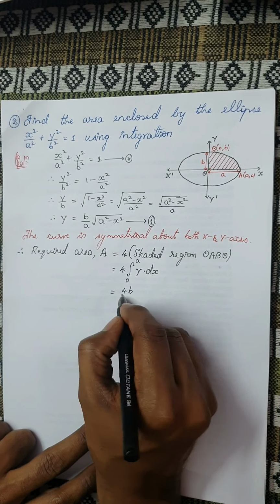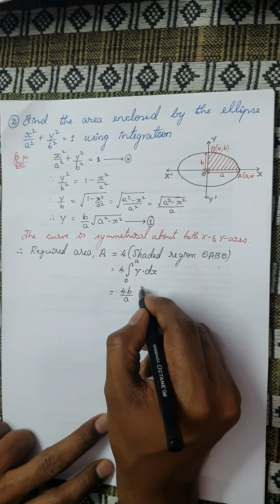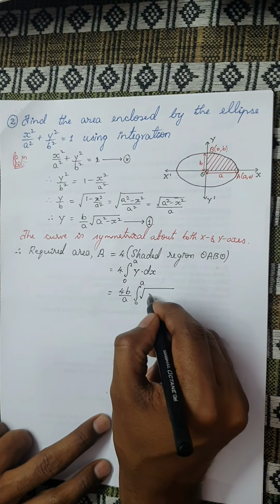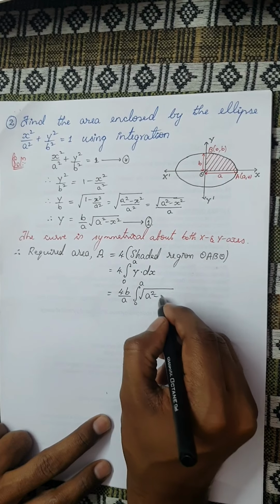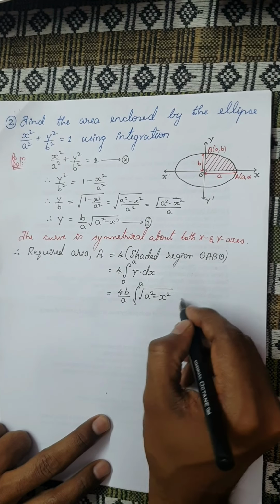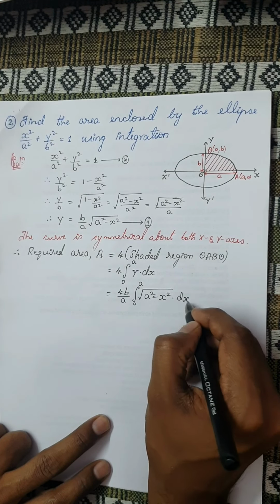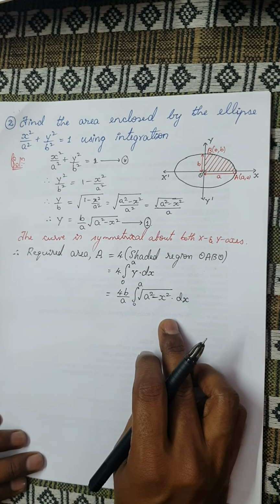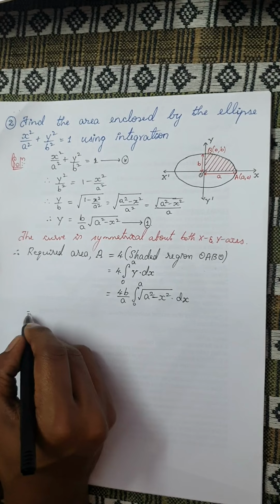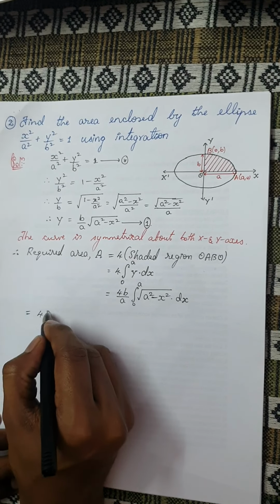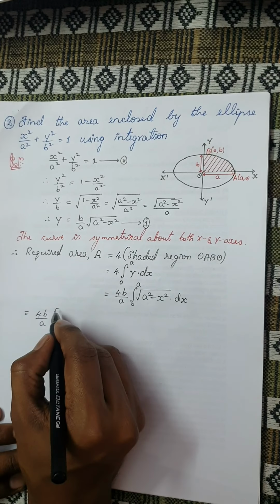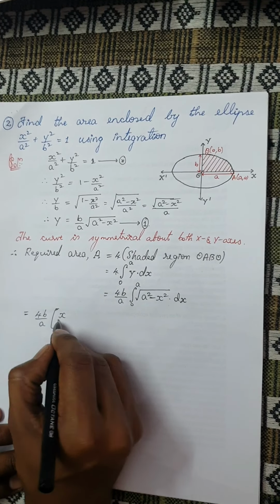So it is 4 times b by a into the integral from 0 to a of root of a square minus x square dx. This is where we started even in the equation of the circle. So I have to take the integral of root of a square minus x square. As I told you, you should remember that formula.